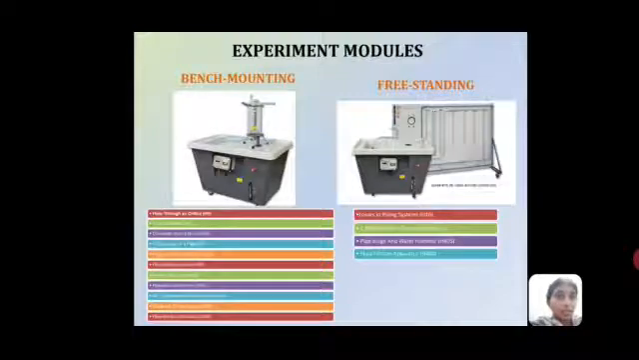Here are some of the experiment modules that can be done with the help of bench mounting and freestanding hydraulic benches. Here you can see a bench mounting hydraulic bench and a freestanding hydraulic bench. Venturi meter, discharge over a notch, friction loss in a pipe, flow measurement: these are the experiments that can be done with the help of a bench mounting hydraulic bench. For losses in a piping system, the freestanding hydraulic bench can be used.